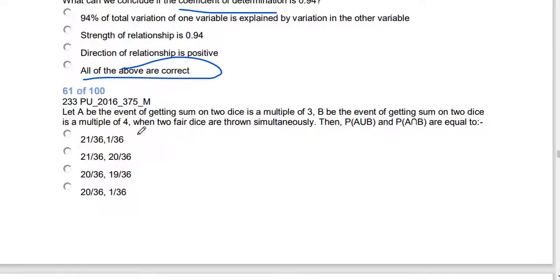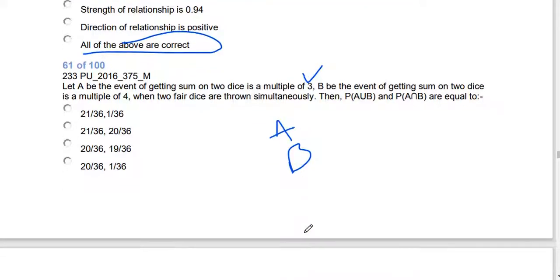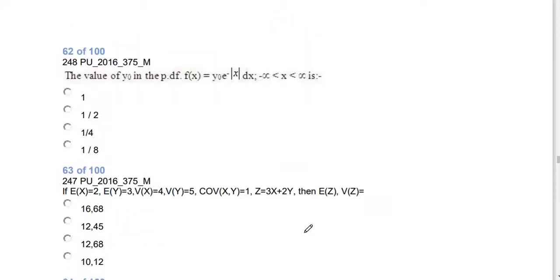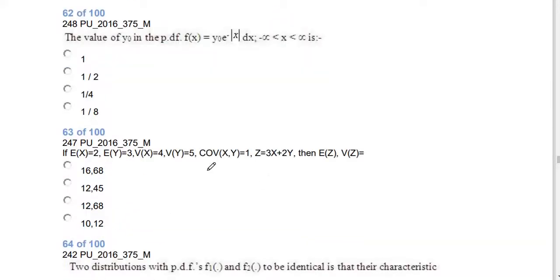See this question also, just like the previous question I did. Let A be the event that the sum of 2 dice is a multiple of 3. Then B be the event. You can just write down the possibilities of A and B, then you can find the probabilities. This is a simple question.